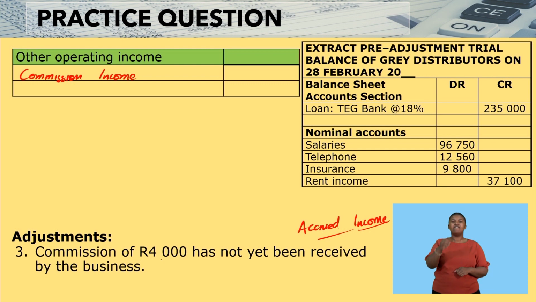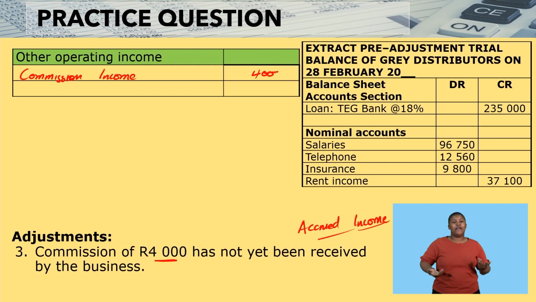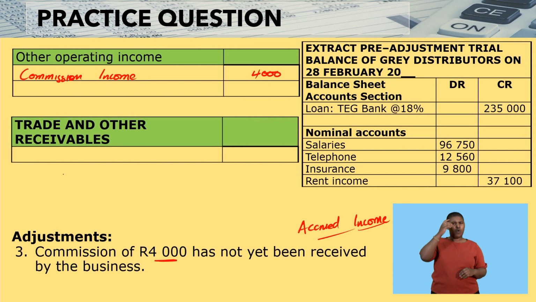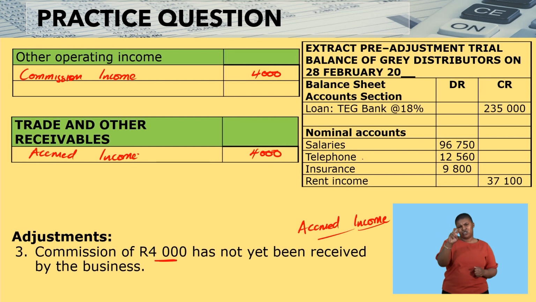So this is all the commission income that we have. We have earned 4,000 and we have not yet received that 4,000. So I'll bring it to my other operating income and say commission income. I understand that this has to come to trade and other receivables as accrued income. So I'll record it as accrued income, and the amount is 4,000. Remember, we had no commission income in the nominal account section, so I'll just record my 4,000 here.